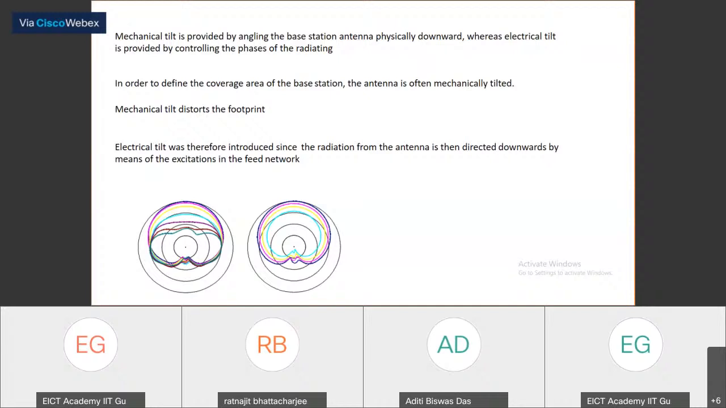So this is how the two look. This is the case with the mechanical and this is with the electrical. And as mentioned, mechanical tilting often leads to the distortion of the beam, whereas with electrical tilting, the beam shape, the coverage shape, can be maintained.